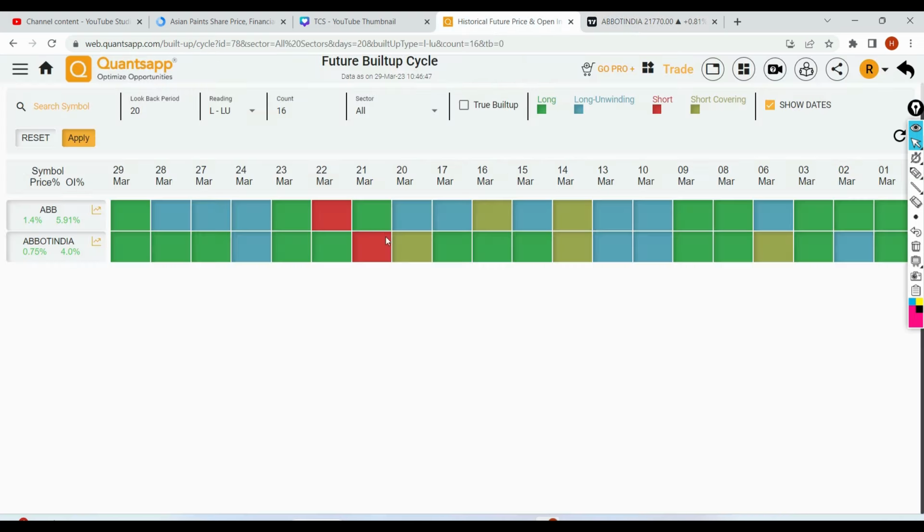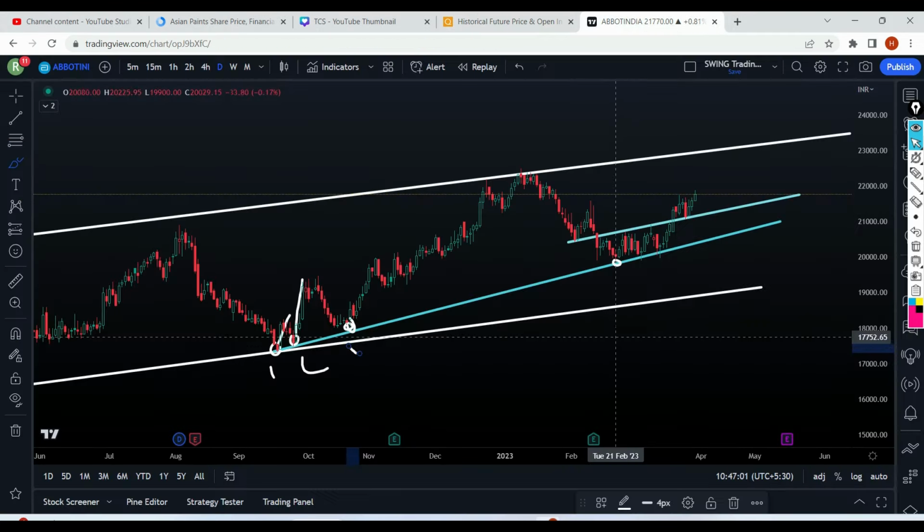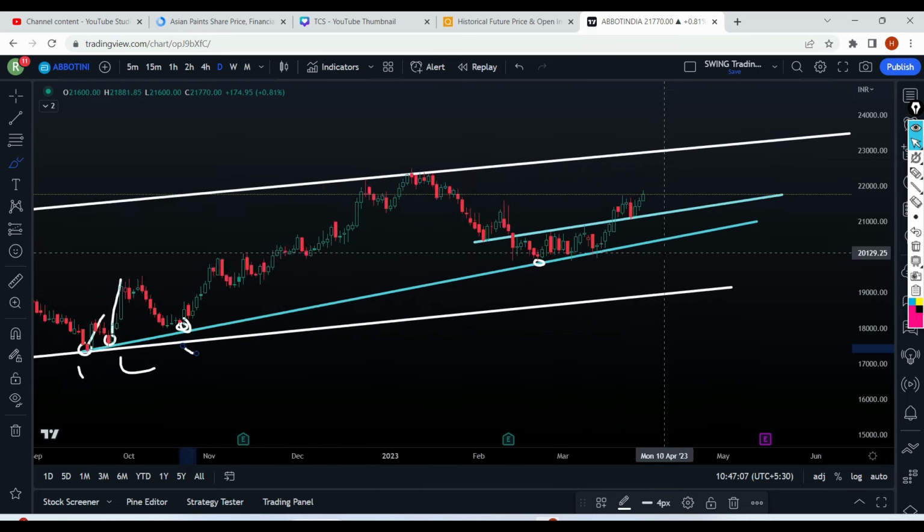But if I combine it with the data driven approach, and longs are getting built up, my confirmation will be a sort of double confirmation. Okay, even the data suggests that too much long is getting built up. Then I'll enter into this stock and take the rally. That's it, guys. Now I'll show you some example.